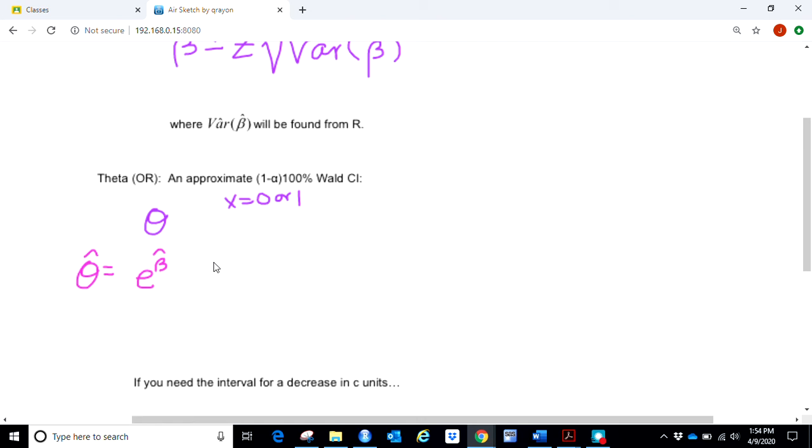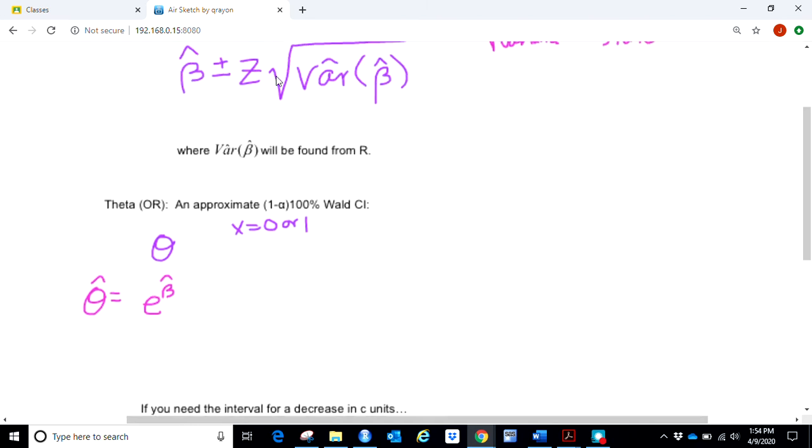So what my confidence interval is actually going to look like is this same formula I have up here, except now I've raised e to that power. So if I take e to the beta hat plus or minus z times the square root of that estimated variance of beta hat, that will give me my confidence interval.